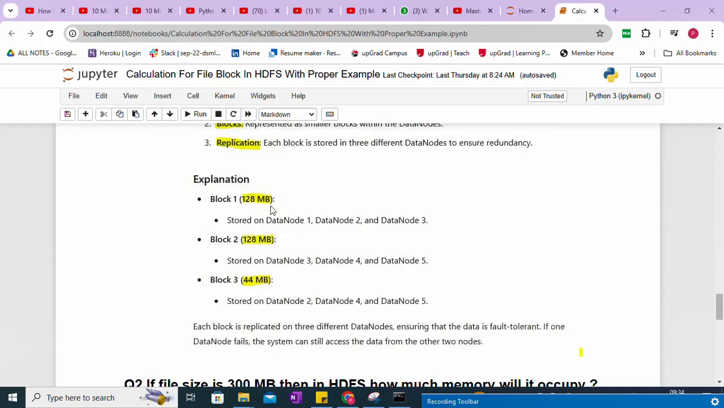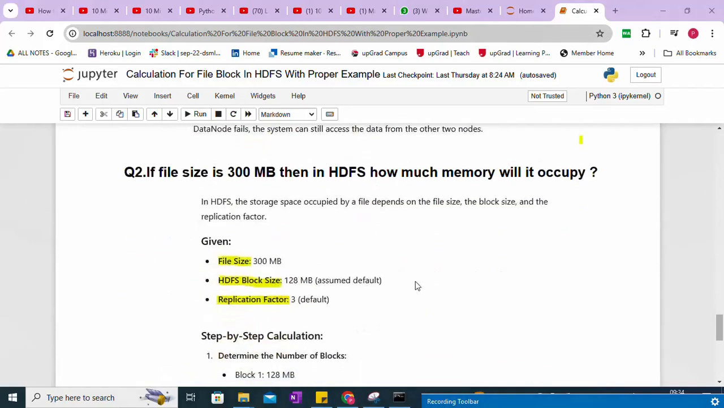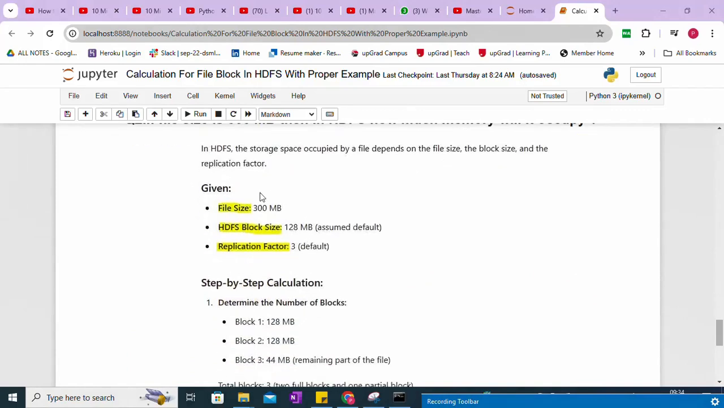Again, you can see the same. Block 1 is 128 MB, stored in data nodes 1, 2, and 3. Block 2 is 128 MB, with replication factor 3, that's why it is stored in 3 different data nodes, like data nodes 3, 4 and 5. Okay, block 3 is 44 MB, stored in data nodes 2, 4, and 5. Okay.